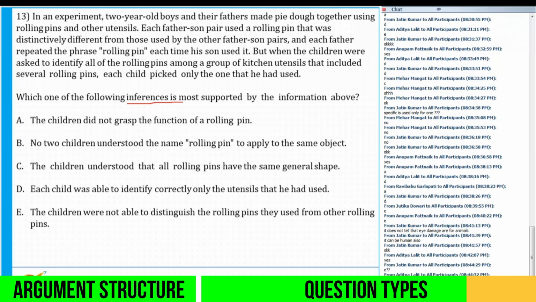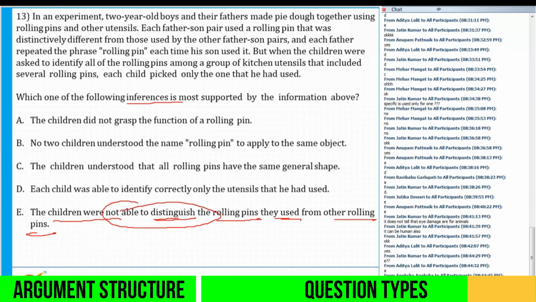Number E, Jatin, is absolutely not possible. If the children were not able to distinguish the rolling pins that they used from other rolling pins, then how did they pick up exactly that one that they had used? Not possible. Number E is not possible at all because each child picked up only the one that he had used. That means they were able to distinguish the rolling pins very clearly.